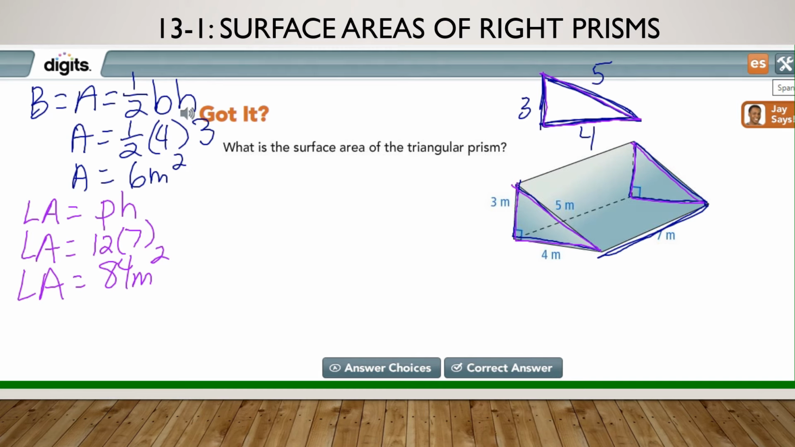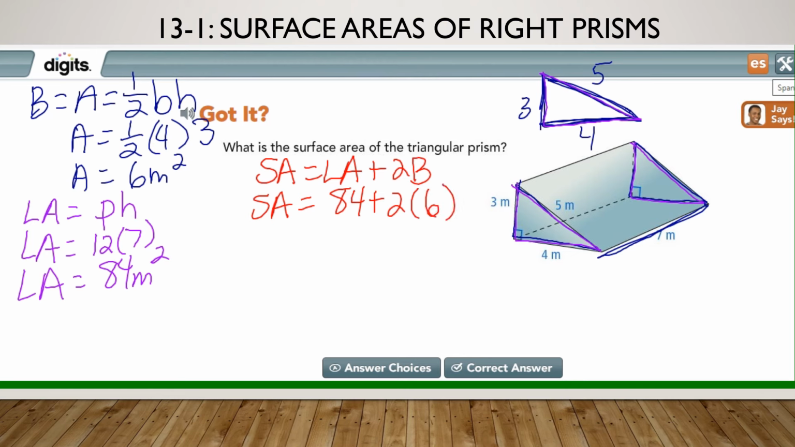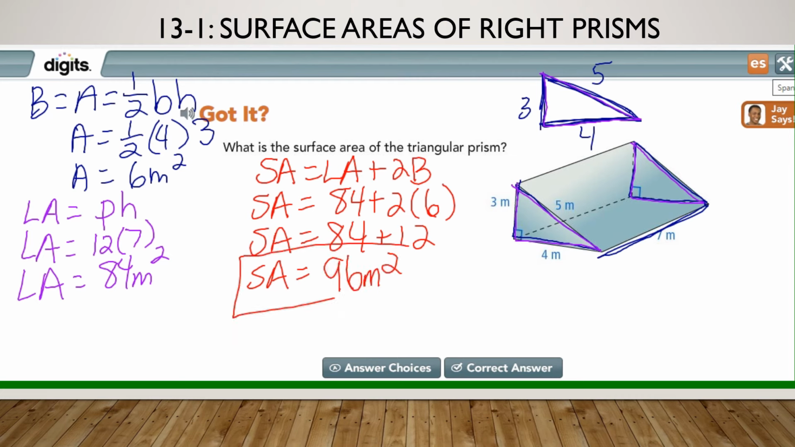Now we're going to tie all of that information into our surface area formula, which is surface area equals the lateral area plus 2 times the area of the base. So I'm going to substitute in 84 for the lateral area, and for the area of the base, that will be 6. Now I'm going to multiply 6 times 2, which is 12, and then add 84 plus 12, which is 96. And don't forget your units. So this is our final answer, 96 meters squared.